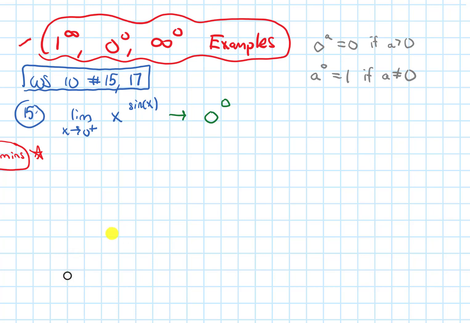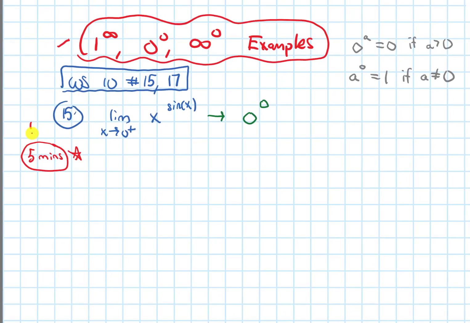Now I want to give you 5 minutes to try this. 4, 3, 2, 1, pause it and try it for 5 minutes.